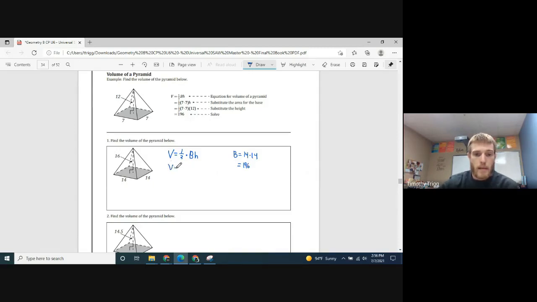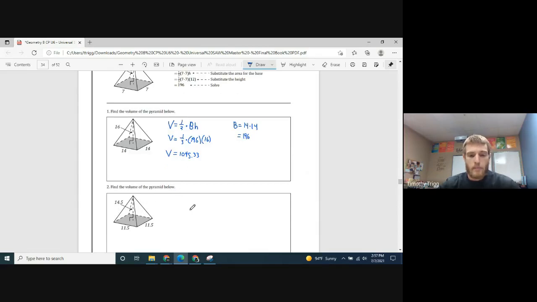So our volume will be 1/3 times 196 times the height. And our height is 16 in this case. So 196 times 16 divided by 3 gives me that I have a volume of 1045.33. And there you go. That's volume. Give number 2 a try. Pause the video, give number 2 a try. Same thing, just different numbers.